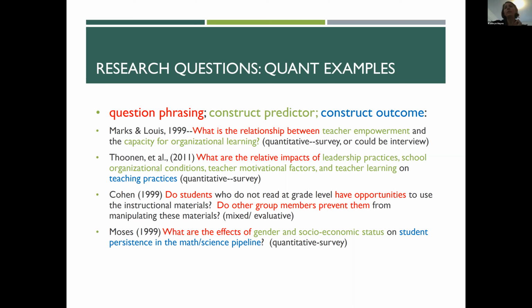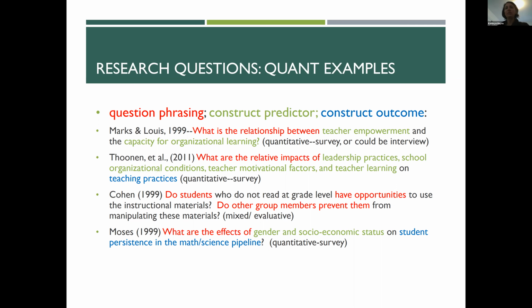The next one says, what are the relative impacts of leadership practices, school organizational conditions, and teacher learning on teacher practices? So very clearly, this one has four predictors. And the outcome is teaching practices. And this is implying that it's going to be a regression kind of research, quantitative research. And notice it uses the word impacts. The word impacts is a quantitative word for research questions. Definitely do not use the word impacts if you're doing qualitative research.